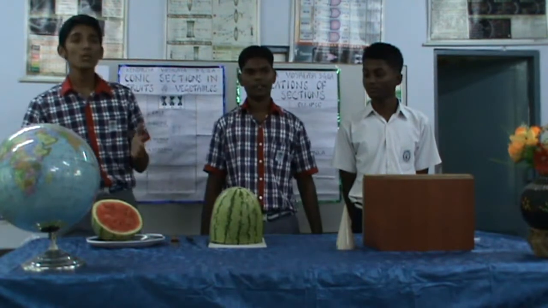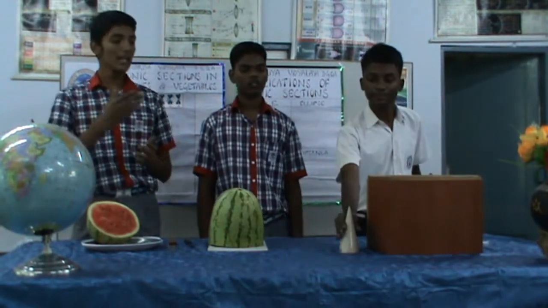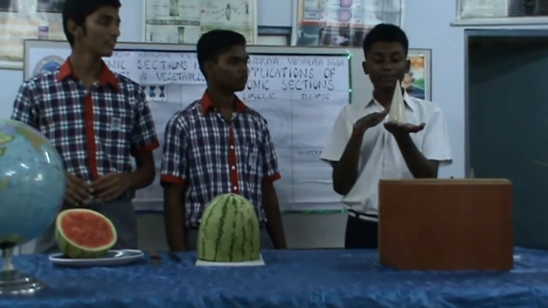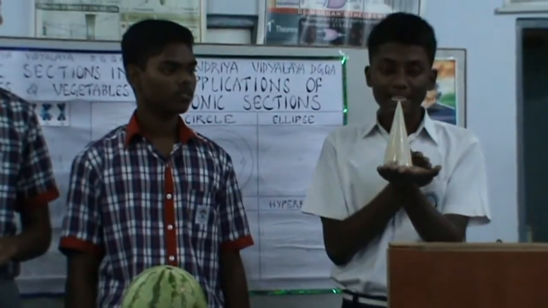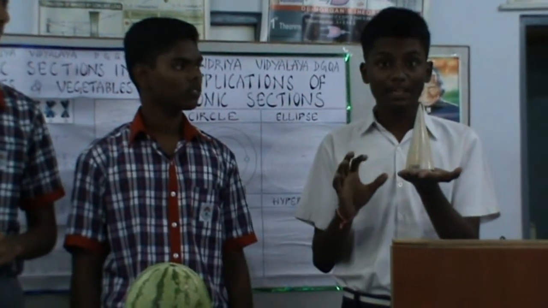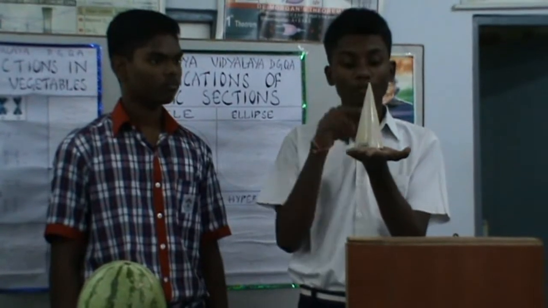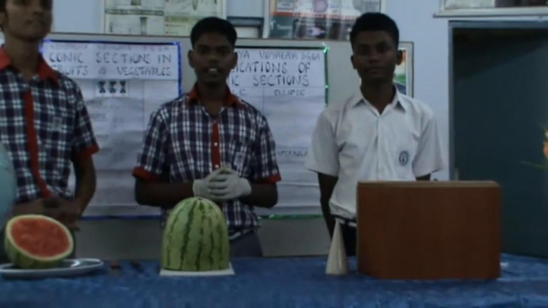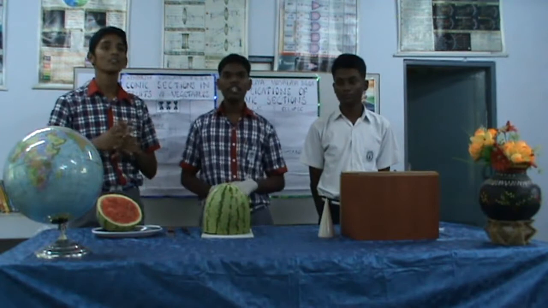Now a question arises, what are conic sections? Conic sections are the curves obtained by intersecting a right circular cone with different planes. Let's see. If we cut it parallel to the base, we will get a circle, and if we cut it obliquely, we will get an ellipse, and if we cut starting from one point and to the base, we will get a parabola, and if we cut it perpendicular to the base, we will get a hyperbola. So we got four sections of a cone, and these are nothing but the conic sections. So we would like to show this with the help of a watermelon.